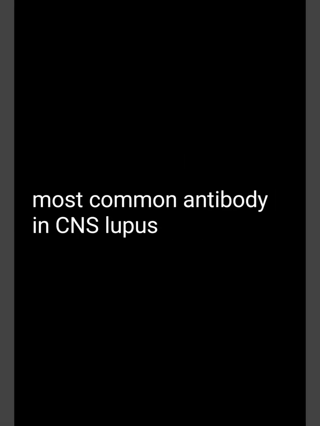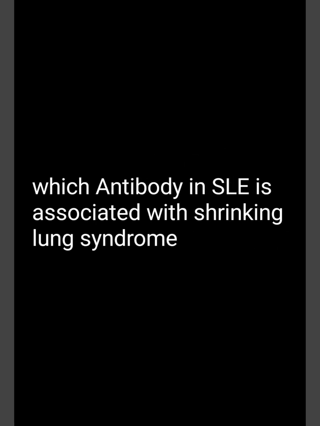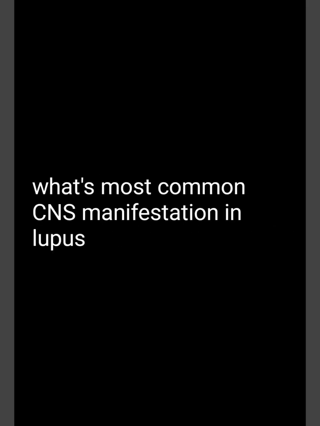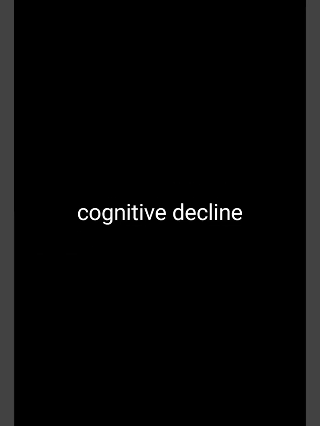Which antibody is specific for psychosis, depression in CNS lupus? Anti-ribosomal P antibody. Most common antibody in CNS lupus: anti-glutamate, anti-neuronal antibody. Which antibody in SLE is associated with shrinking lung syndrome? Anti-Ro, La. What's the most common CNS manifestation in lupus? Cognitive decline.